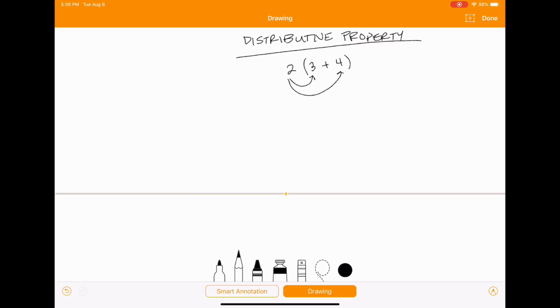So, for example, in this case, if we've got 2 times the sum of 3 plus 4, then we're going to have that product there. So 2 times 3 plus this product here, taking this sign with this value right there. So plus the product of 2 times 4. So we'd have 6 plus 8, which is equal to 14.